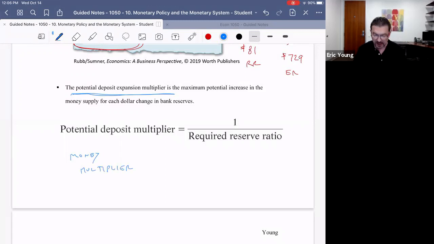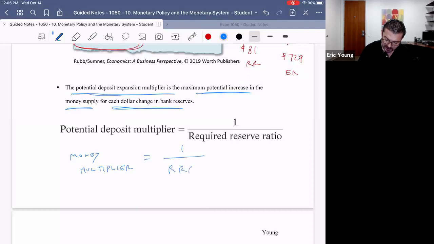The money multiplier is the maximum potential increase in the money supply that can emerge from each additional dollar change in bank reserves. Meaning, if a bank gets $1 of new reserves through the loan process, how much new money is created? The formula is very easy. The money multiplier is simply 1 divided by the required reserve ratio. In our example up here, the required reserve ratio was 10%. 1 divided by 0.10 equals 10.